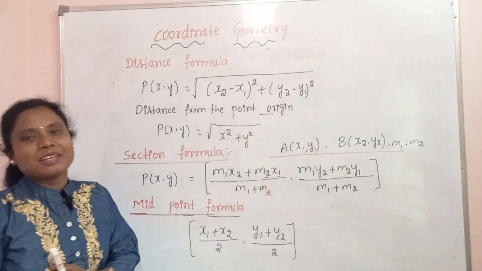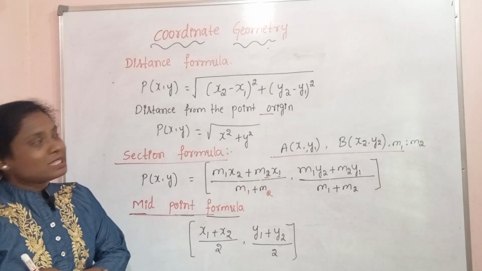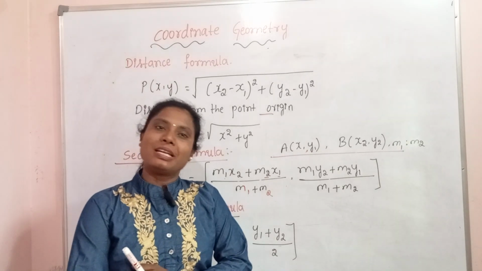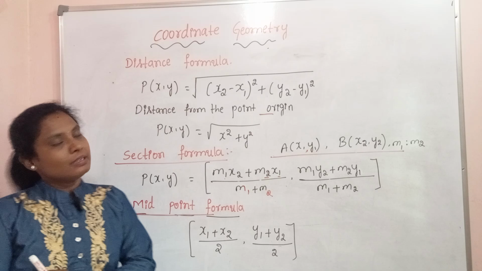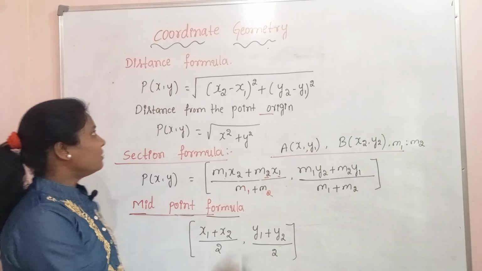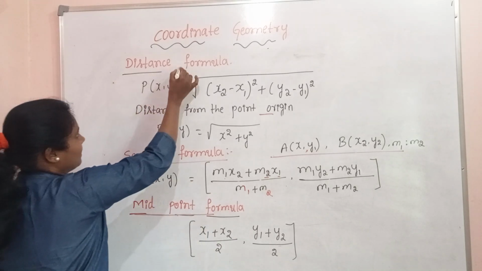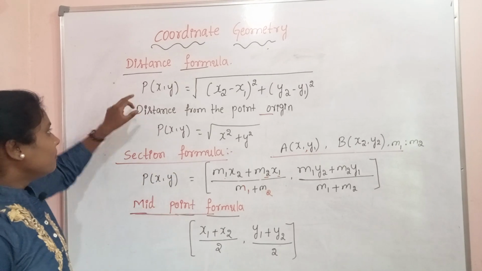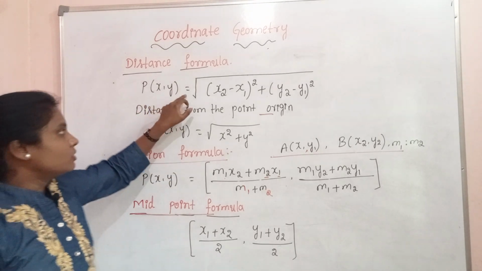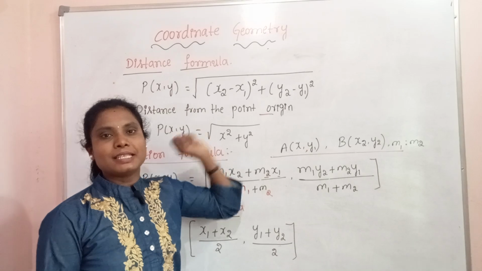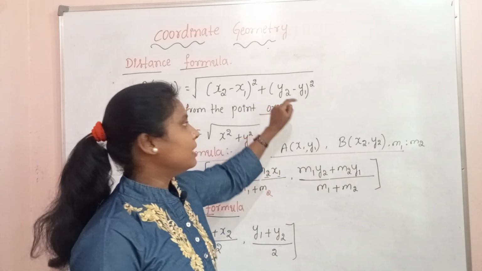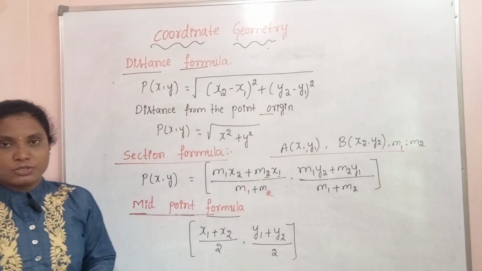So in this class we are going to learn which are the major formulas required to study the coordinate geometry of grade 10. So the first formula is the distance formula. So first, d = square root of (x2 minus x1) whole square plus (y2 minus y1) whole square.